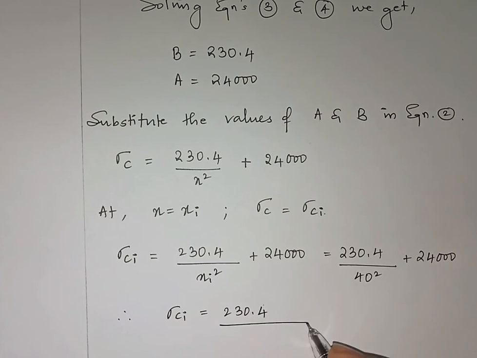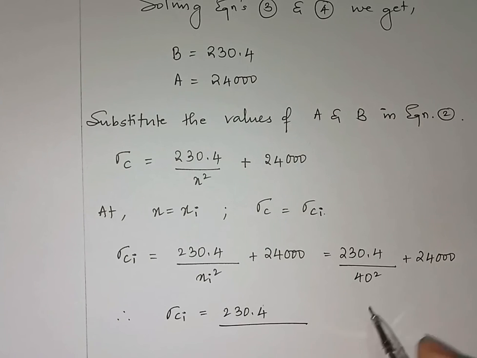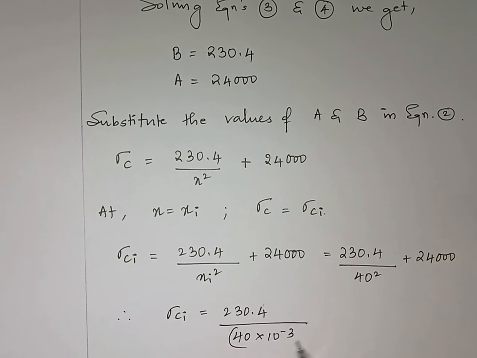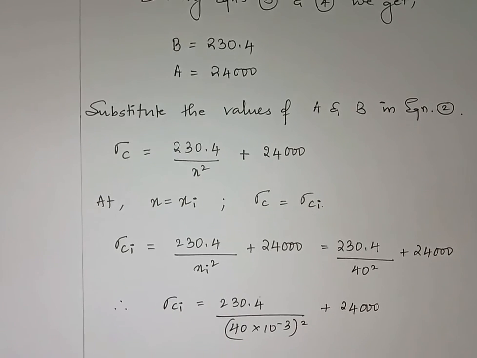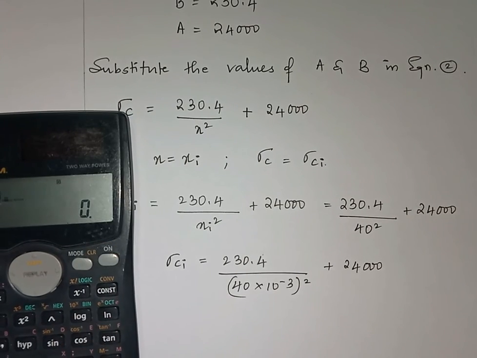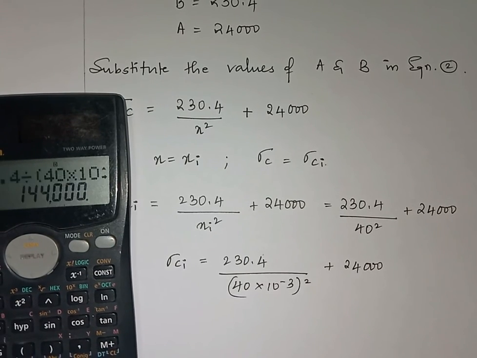230.4 divided by, this should be in meters, but by default what I have got is in mm from the problem. So if I want to convert mm into meters, it is 40 into 10 raised to minus 3 square plus 24,000. So be careful, please don't commit a mistake. These silly things matter a lot, else the entire problem will be wrong. So it is 230.4 divided by 40 into 10 raised to minus 3 square plus 24,000.